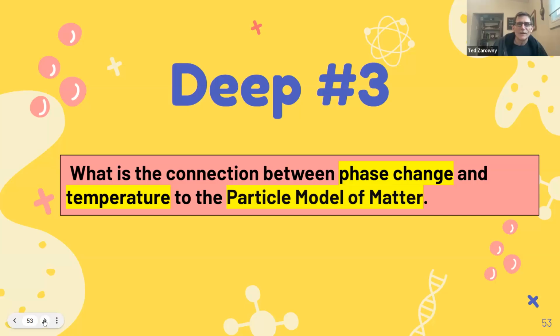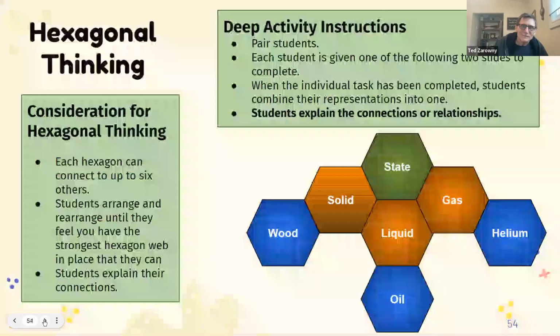And finally, that third deep understanding is, what's the connection between phase change, temperature, and the particle model of matter? There are a bunch of little concepts related to each of those: phase change, particle model of matter, and temperature. And so an activity that might get them to make the connections between all those things is to give them these things here. It's hexagonal thinking. Students should be given these little hexagons.